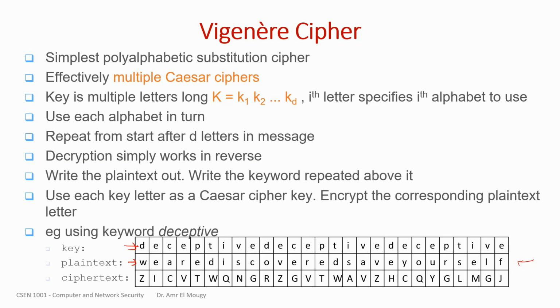The decryption is the opposite. Let's say you have this ciphertext and you want to decrypt it. If you want to decrypt it, you are the legitimate receiver. That means you already have possession of the key.